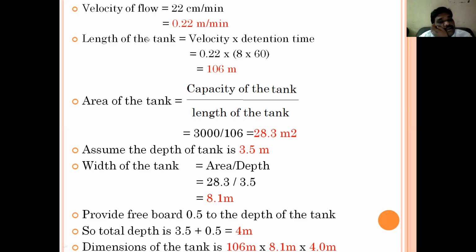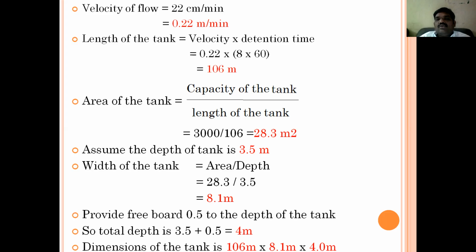Now we want the width. How will we get it? Normally the width of the tank is found by area by depth. What is the area here? 28.3. What is the depth that is assumed? 3.5. Now the width will be, take the calculator and do it, we may get 8.1 meters. As the depth is not given, we assumed it as 3.5.